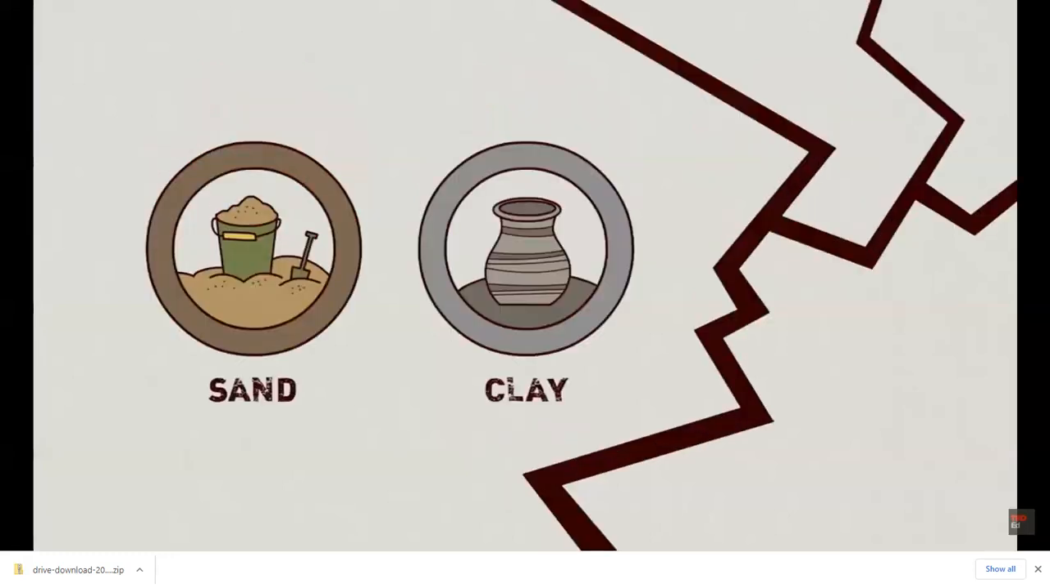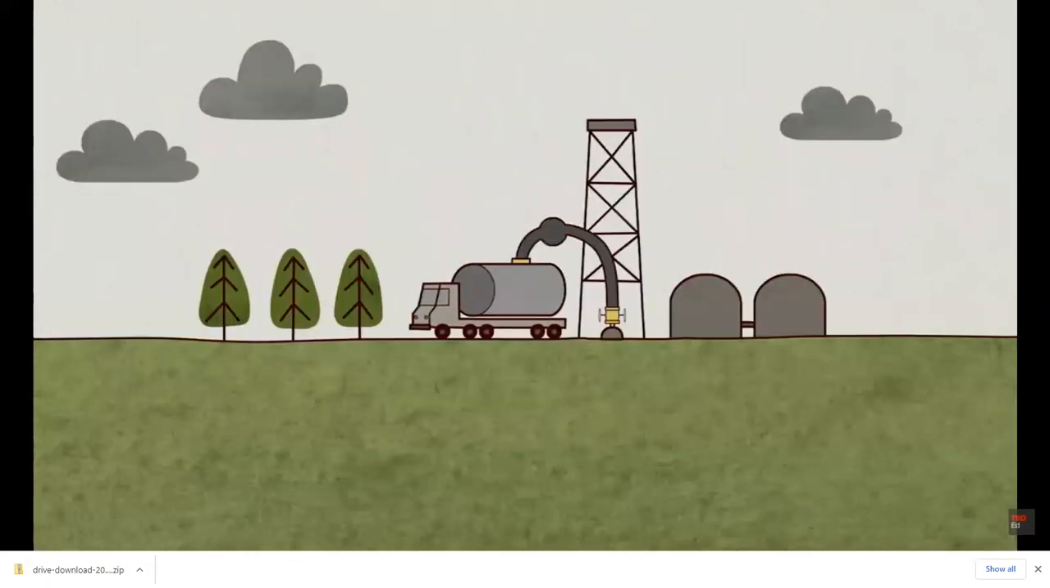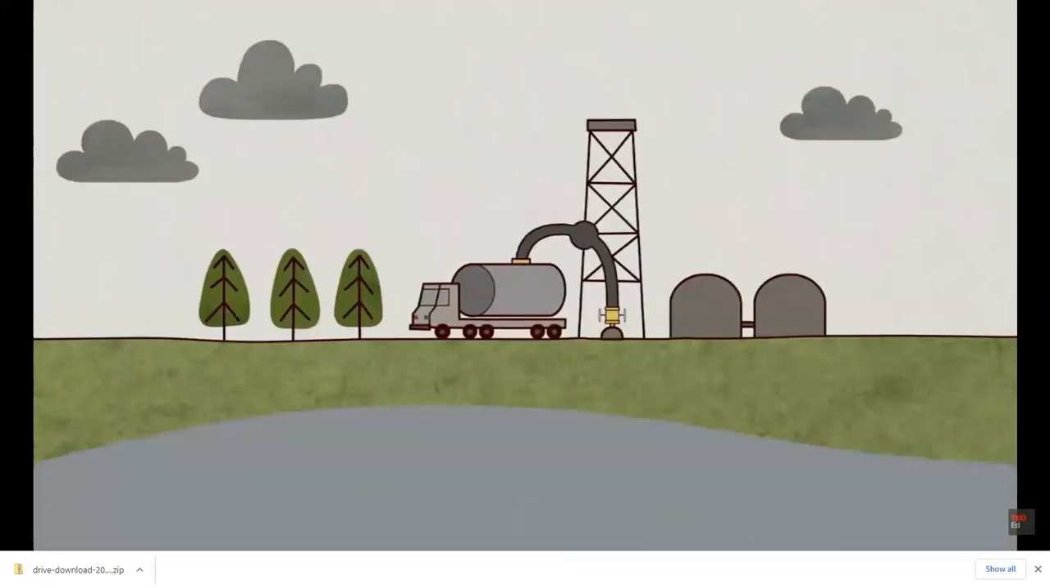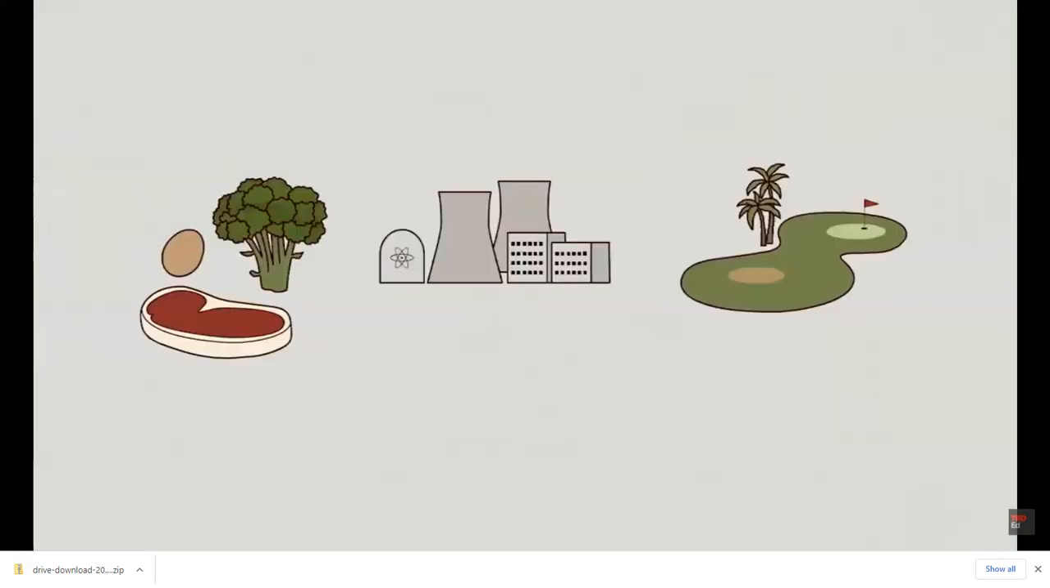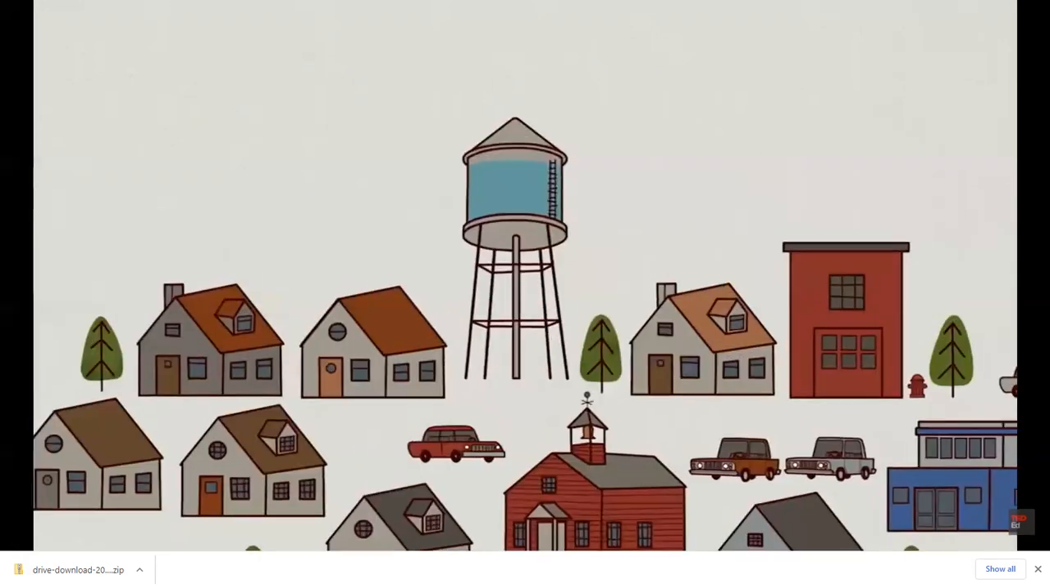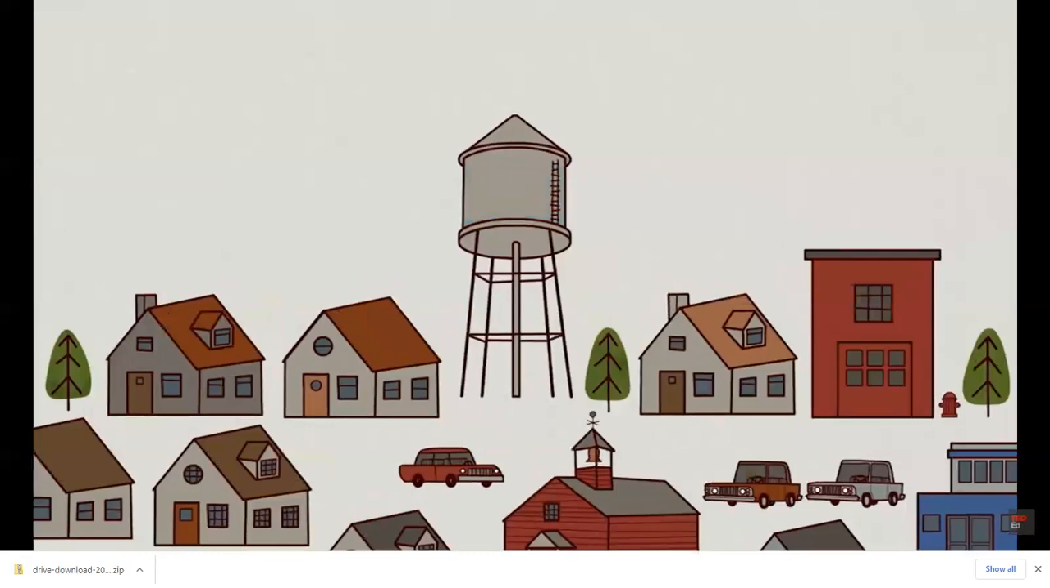Sand or clay is also mixed into the water to prop open the fissures so the gas and oil can keep leaking out even after the pressure is released. It's estimated that all of fracking's intense pumping and flushing uses an average of 3 to 6 million gallons of water per well. That's actually not a lot compared to agriculture, power plants, or even golf course maintenance, but it can have a notable impact on local water supply.